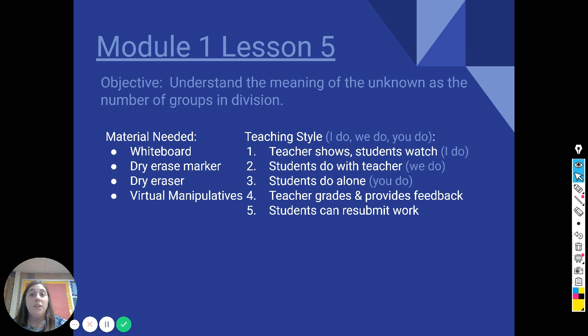The materials that you will need for today are your whiteboard, dry erase marker, dry eraser, and we will be using virtual manipulatives, which I will send to your screen.